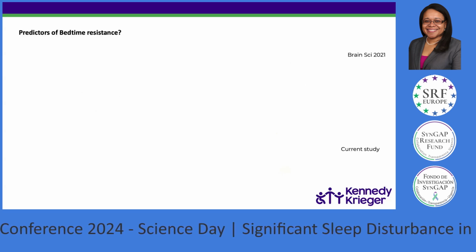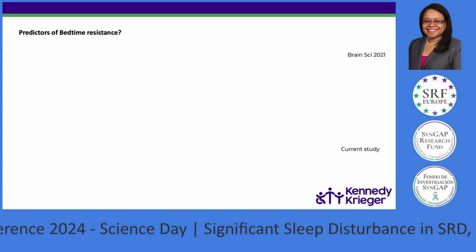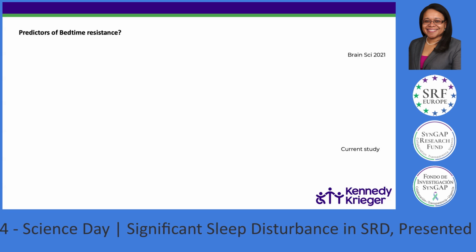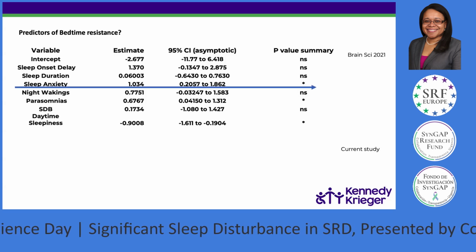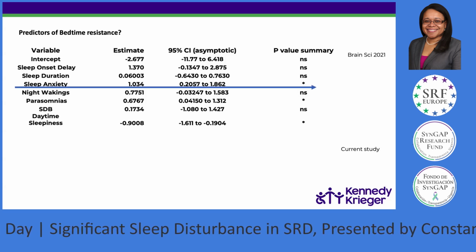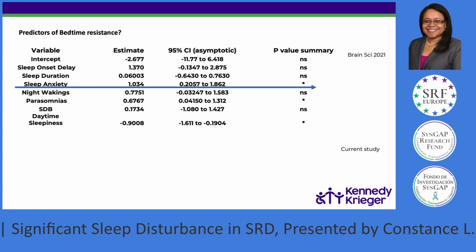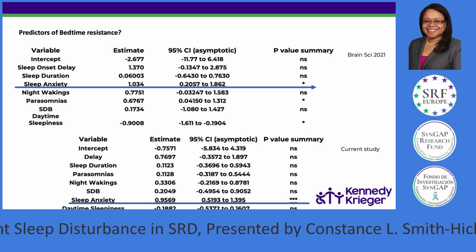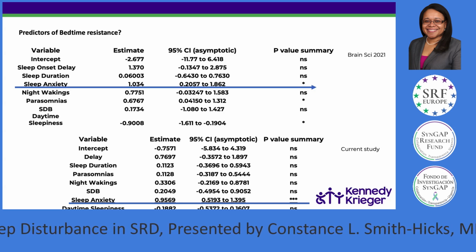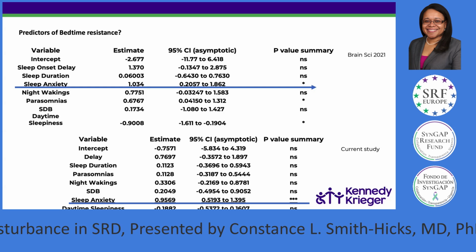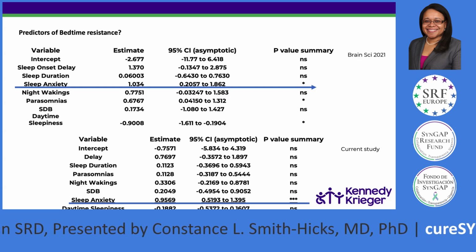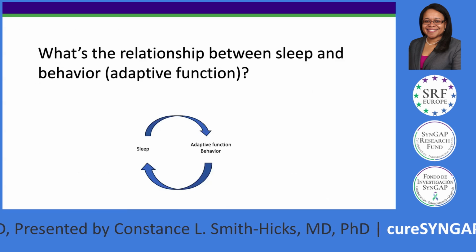But we wanted to know, since bedtime resistance is often such a challenge for parents, are there subscale scores that can predict bedtime resistance? And in our 2021 study, we showed that sleep anxiety is a predictor of bedtime resistance. And that was supported again in our current study using the Simon Searchlight cohort, where we see sleep anxiety being a strong predictor of bedtime resistance in this population.